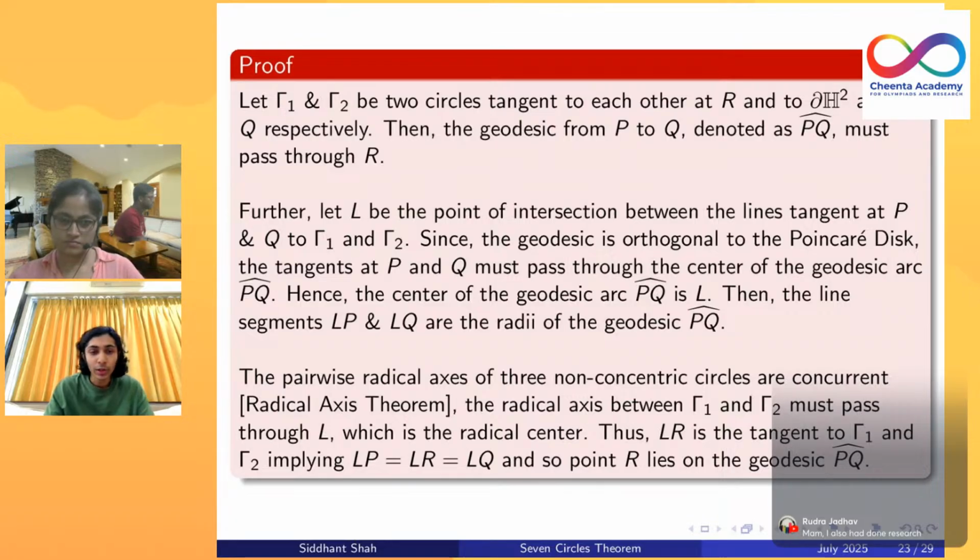And furthermore, I also said that the pairwise radical axes of three non-concentric circles, which were visible in the previous slide, are concurrent, which is known as the radical axis theorem. The radical axis between gamma 1 and gamma 2 must pass through L, which is the radical center. Thus, LR, the line segment which you described, is always tangent to gamma 1 and gamma 2, implying that LP is equal to LR is equal to LQ. And so, point R lies on the geodesic PQ.